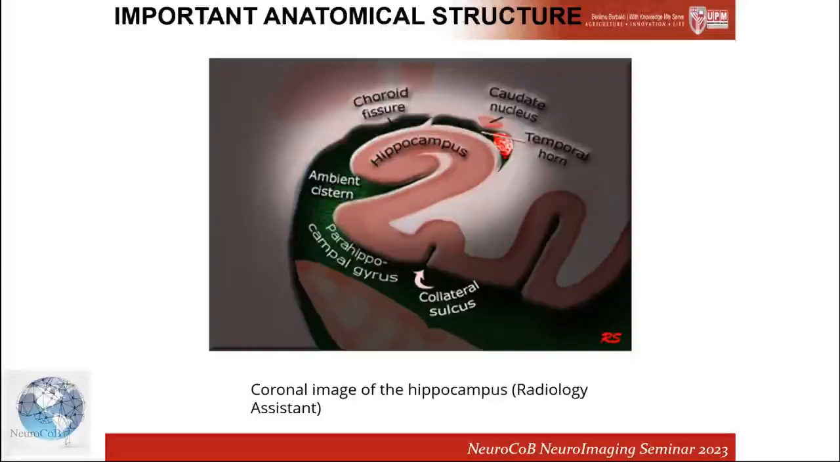This is a coronal image on the left, okay, like you are looking at the patient front to front. Okay, so this is on the left side, hippocampus. This is a temporal horn. So choroidal fissure is here, temporal horn is here. This is the caudate nucleus. Okay, this is the parahippocampal gyrus, and also this is the parietal sulcus. All these structures are important to classify the neurodegenerative disease.